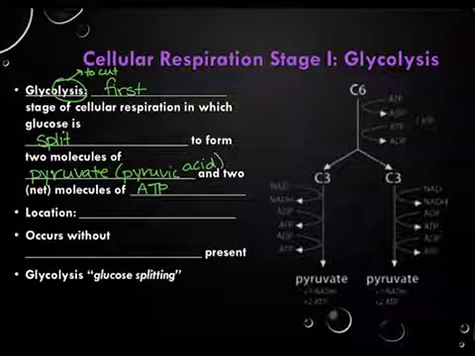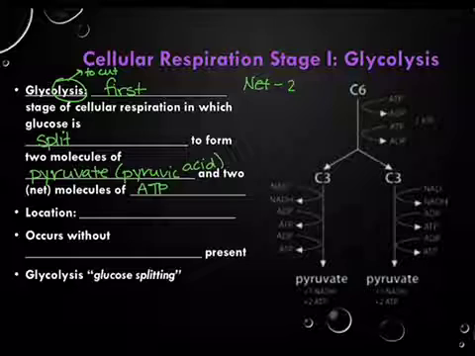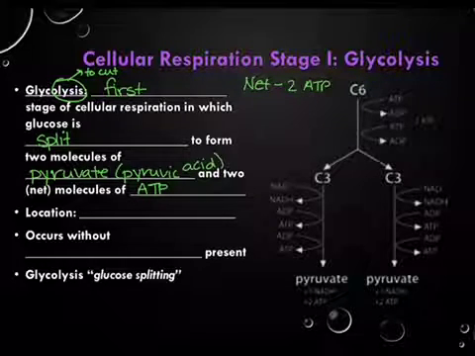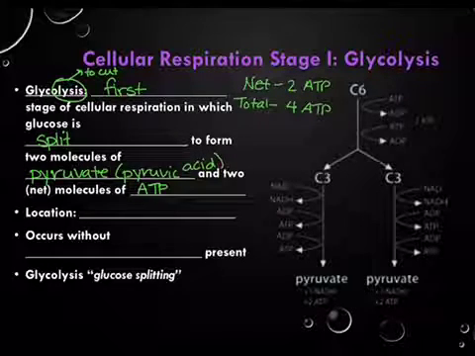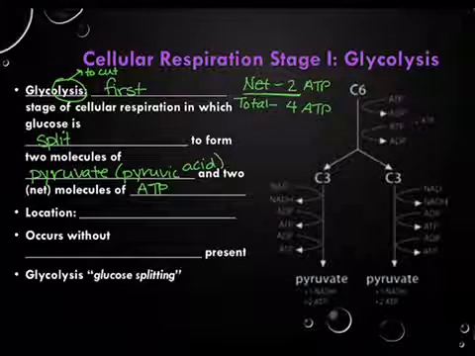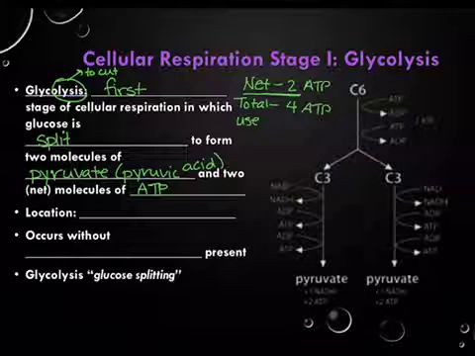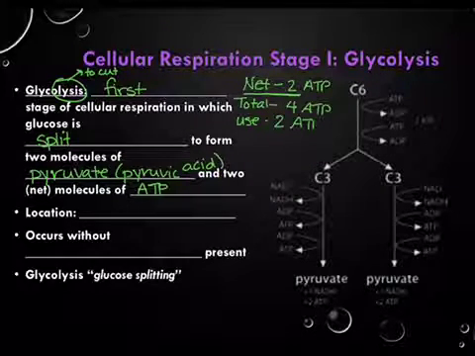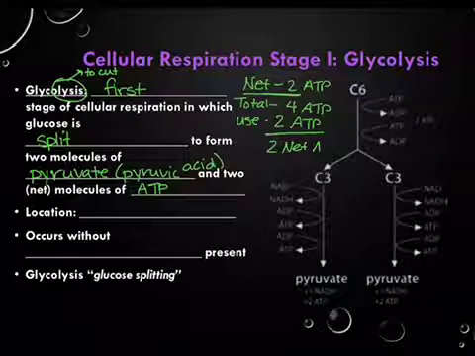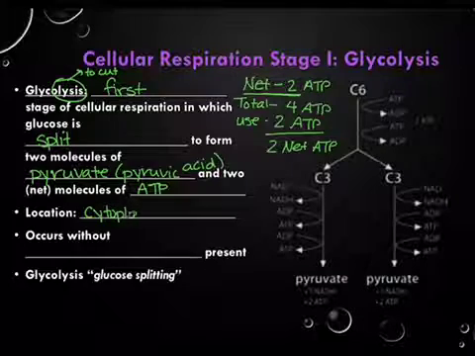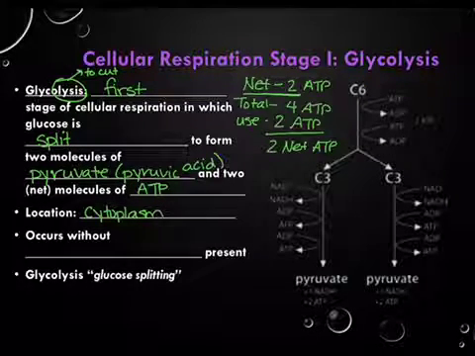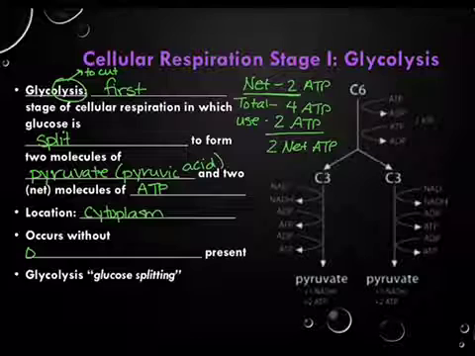So net, we get 2 molecules of ATP, but then total is actually 4 molecules of ATP. And the reason that we get a net is because we have to use 2 molecules of ATP. So we get the 4 minus 2 for 2 net ATP molecules being made. And so this happens in the cytoplasm. And it occurs without oxygen.